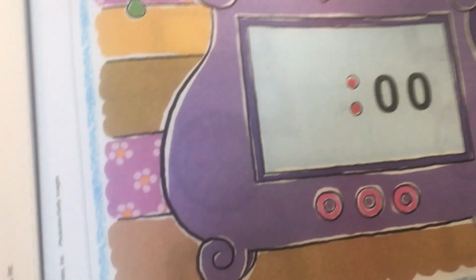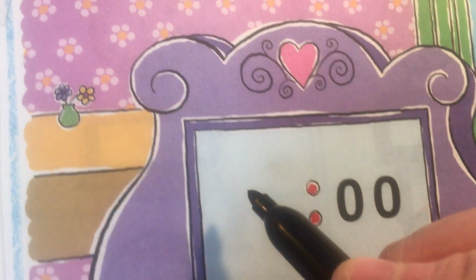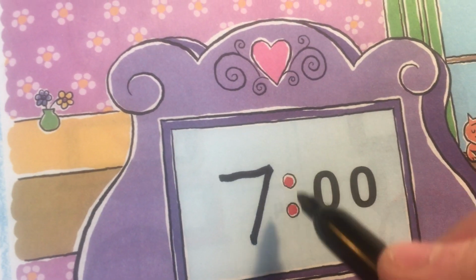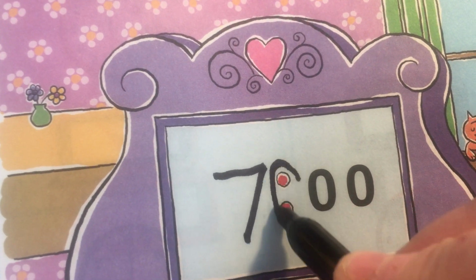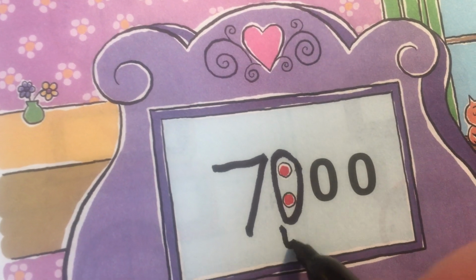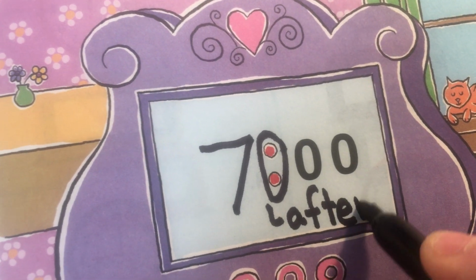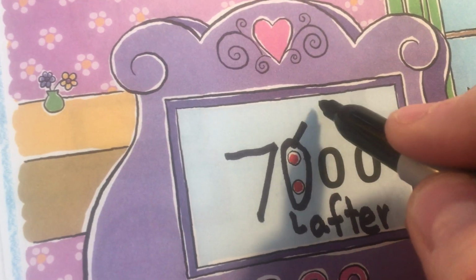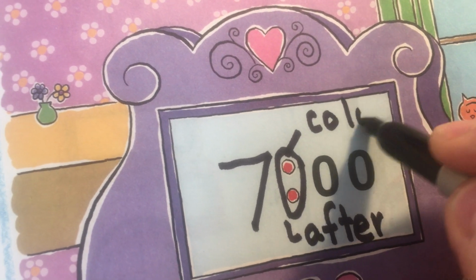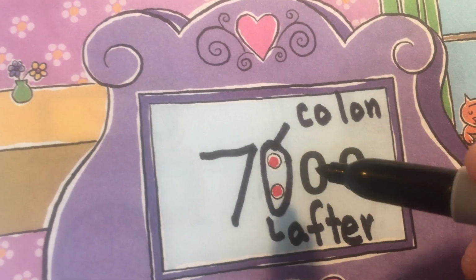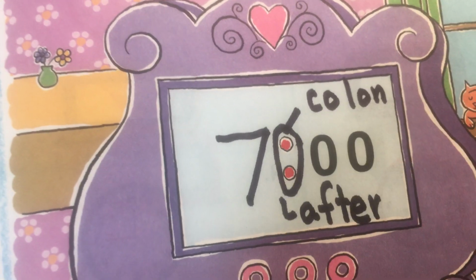So the way that we are going to show 7 o'clock, you should use your pencil. I'm going to use a marker just so that it's easier for you to see on the video. We have 7, that's the hour. The 2 dots, that's a colon, and that means after. You can write that if you want on your paper. Circle the 2 dots. Let's label it colon. It's a punctuation mark. It means after. So 7 o'clock means 0 hours after 7 o'clock.